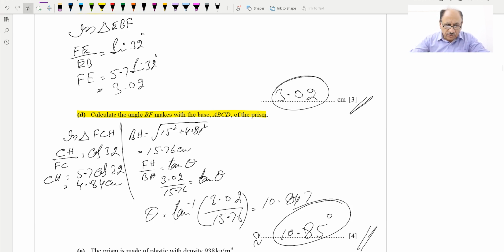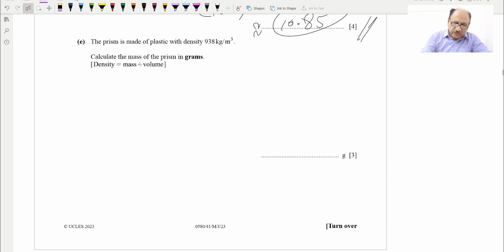Hopefully you understand this. Then they are saying in part E, the prism is made of plastic with density. So density is given. Calculate the mass of the prism. So density is equal to mass over volume. So we know that mass is equal to density, which is rho, into volume. So this will be rho into volume, density into volume.